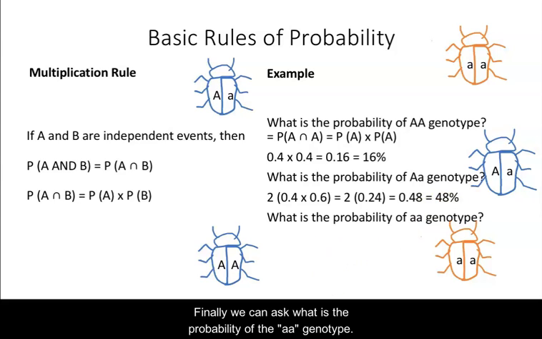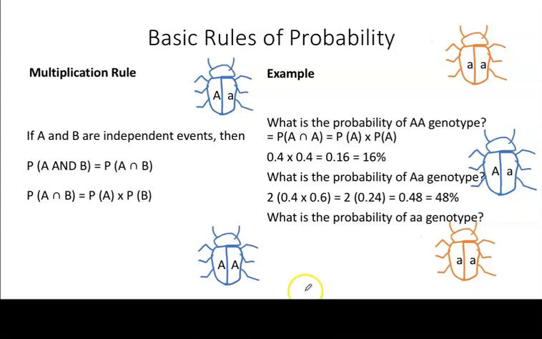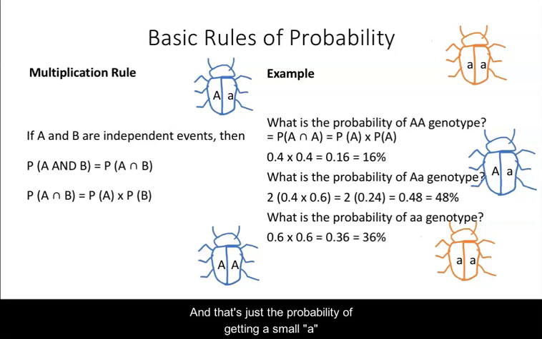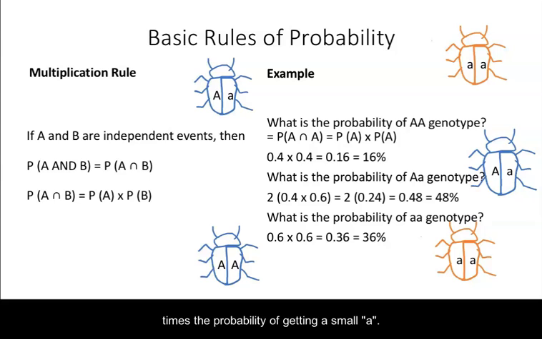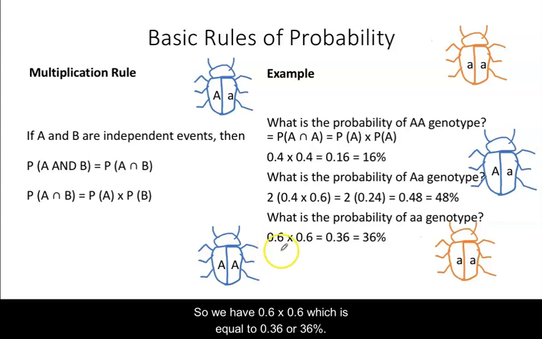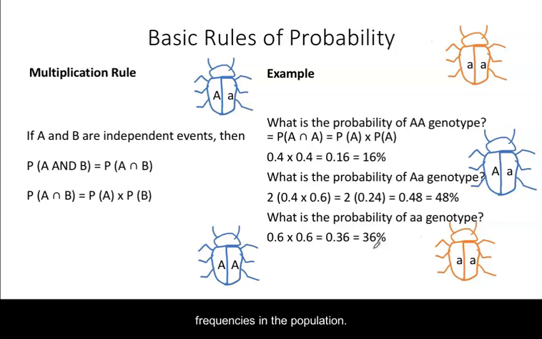Now finally, we can ask, what is the probability of the little a little a genotype? And that's just the probability of getting a small a times the probability of getting a small a. So we have 0.6 times 0.6, which is equal to 0.36, or 36%. Now these probabilities are also considered the genotype frequencies in the population.